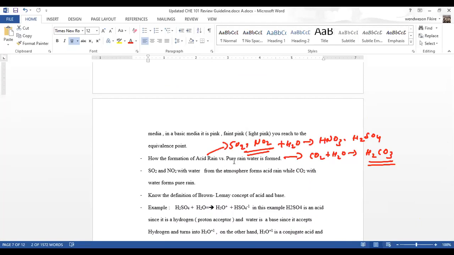This is called pure rain. That's natural rain, we can say. I'm glad that I mentioned this point again. Know the definition of the Bronsted-Lowry concept of acid and base. Here is an example given to you. Let me make a little correction here.